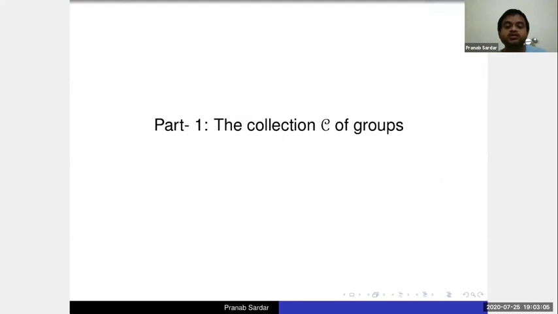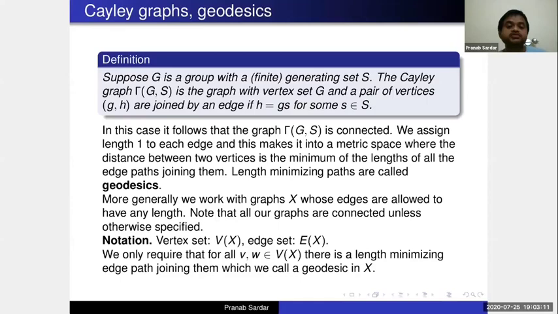So the collection C of groups. There are three groups that I will introduce. The first one is the hyperbolic groups. I will need some definitions. Suppose G is a group with a generating set S. Generally, we'll assume it is a finite generating set. Towards the very end, I'll need an infinite generating set. But most of the time, we work with a finite generating set.